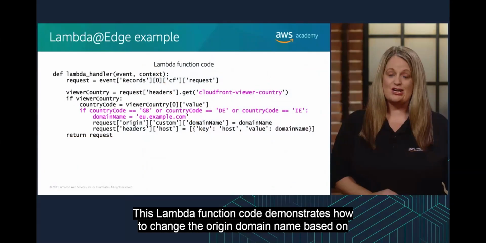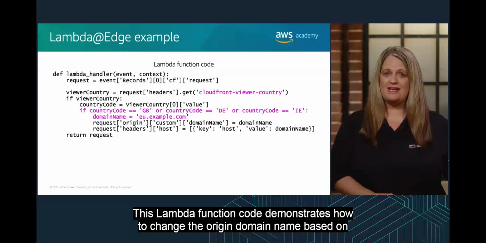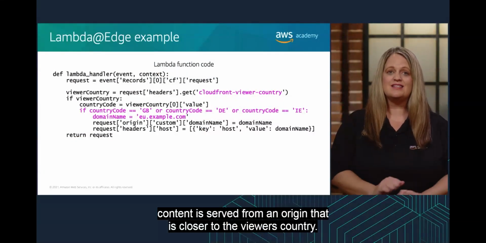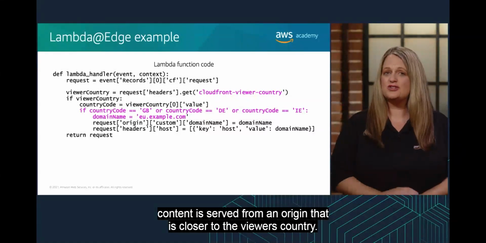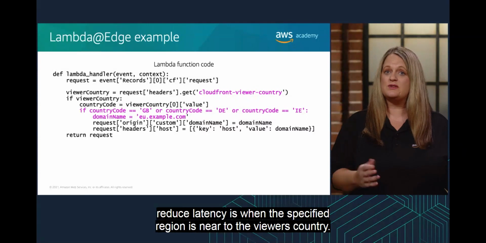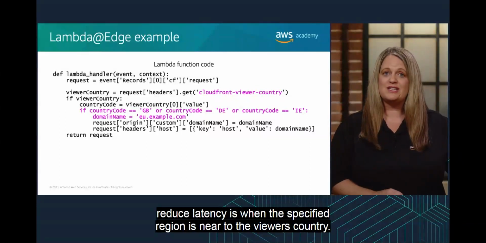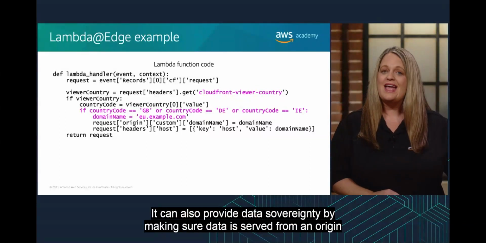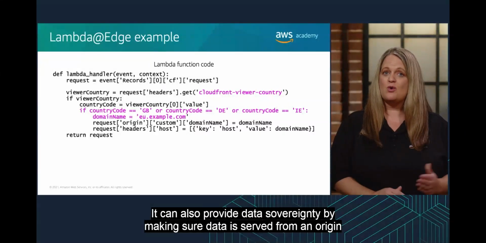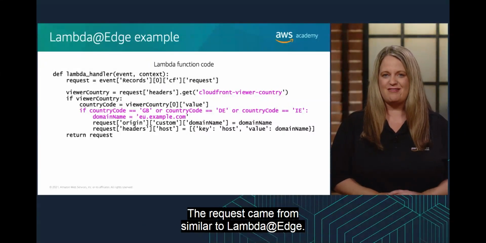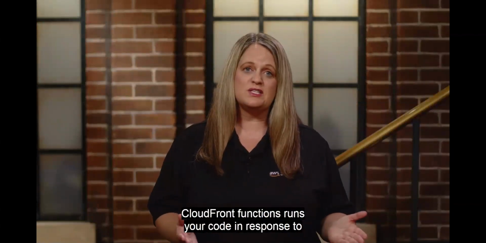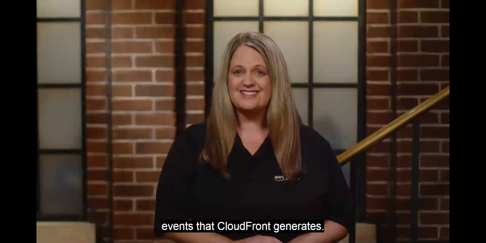This Lambda function code demonstrates how to change the origin domain name based on the CloudFront viewer country header. In this way, content is served from an origin that is closer to the viewer's country. Using this functionality for your distribution can reduce latencies when the specified region is near to the viewer's country. It can also provide data sovereignty by making sure data is served from an origin in the same country the request came from.